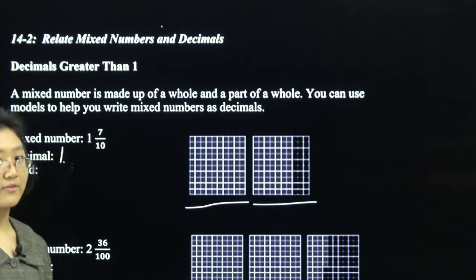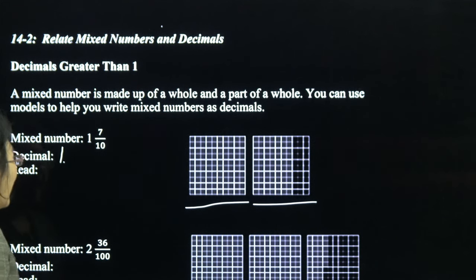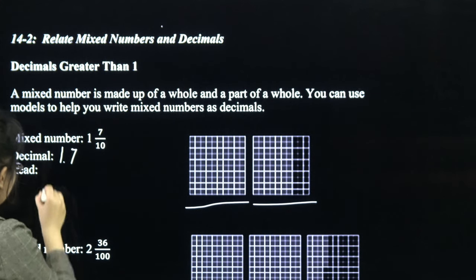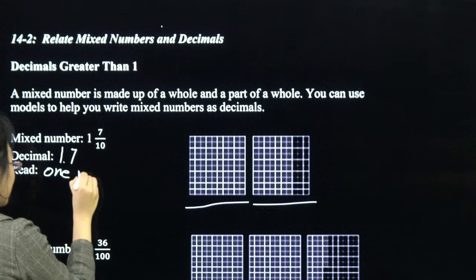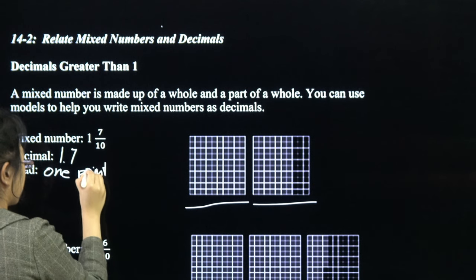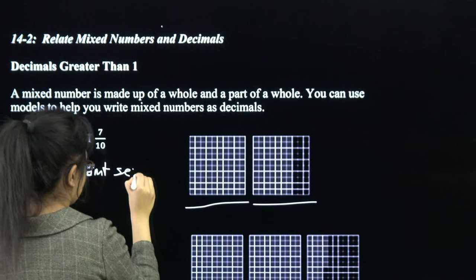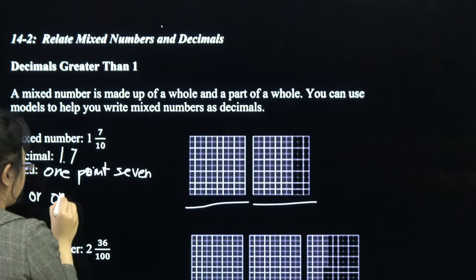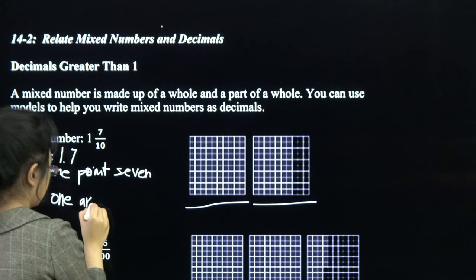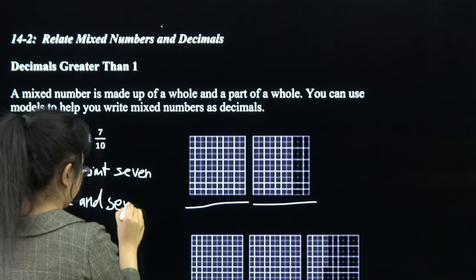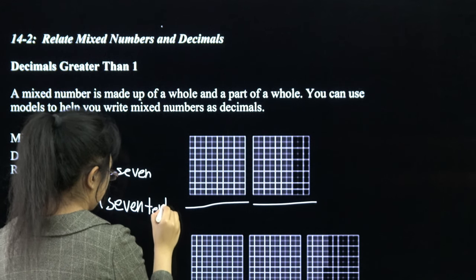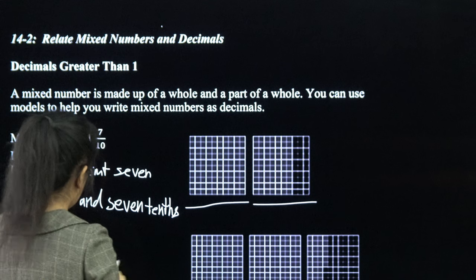So the decimal would be, well, 1 is in the ones place because that's a whole. So it's 1 point instead of 0 point. And it's 7/10, so 7 would be in the tenths place. So 1.7. You can read it as 1.7, or 1 7/10. Yay!